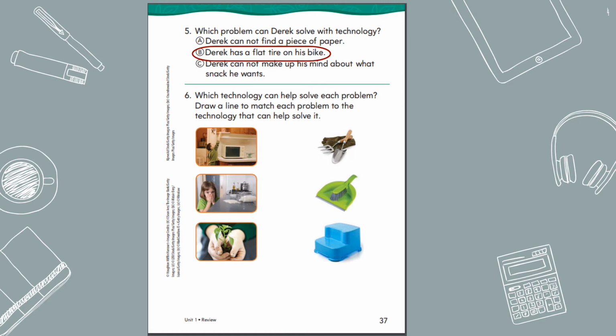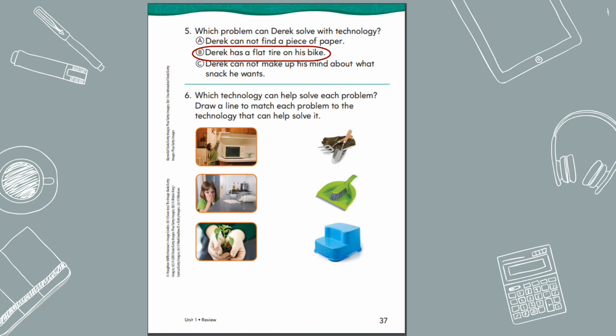Whereas on the other hand, technology cannot let him find the piece of paper that he has lost somewhere, or he has forgotten where it was kept. Or technology cannot let him make up his mind about what he wants to eat and when he wants to eat. Okay? Let's look at question 6 now.